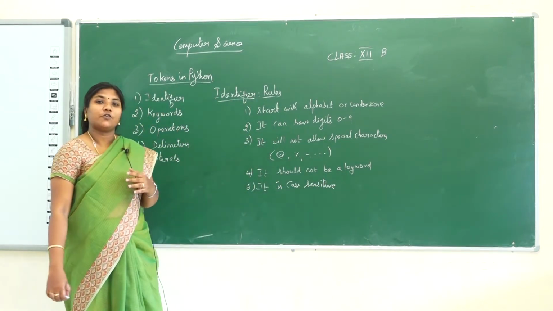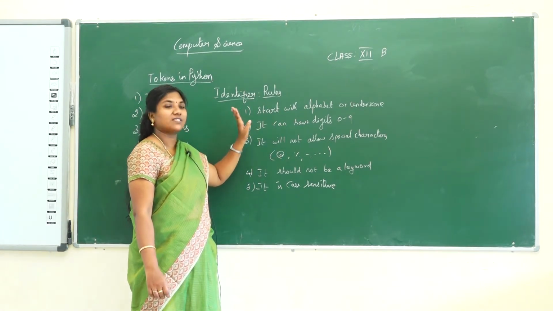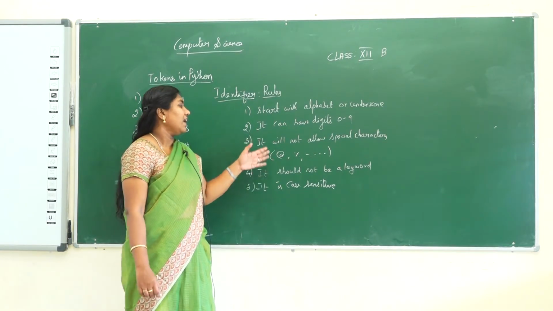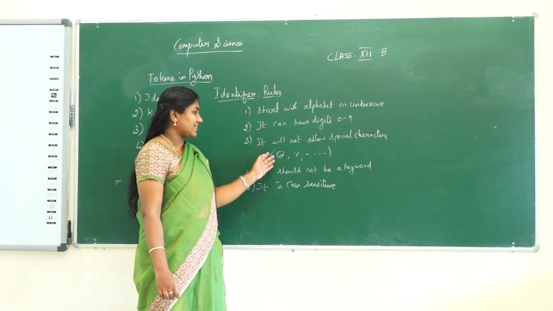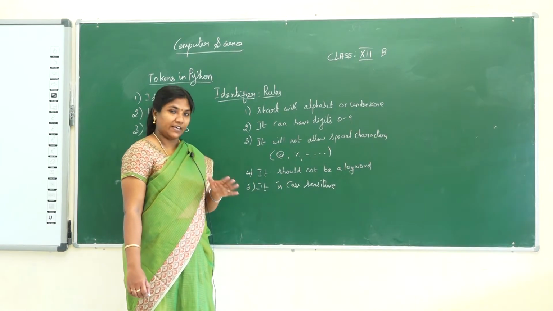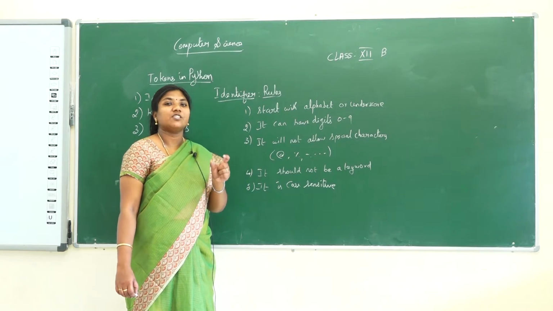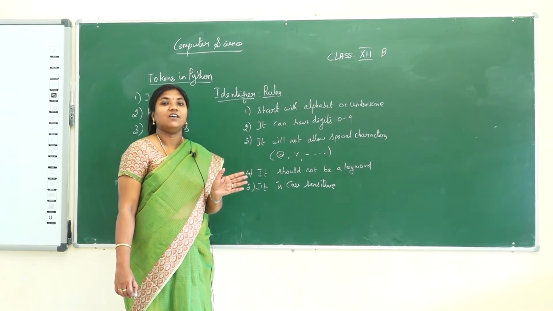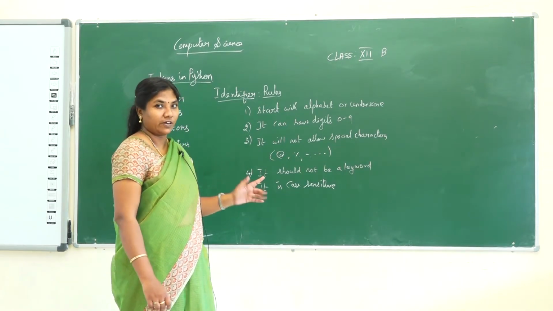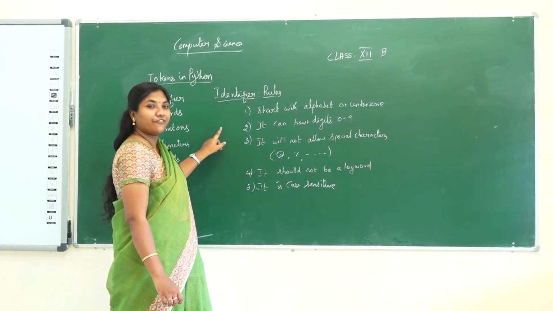So these are the rules. You must keep them in your mind while you are framing an identifier. First one, it should start with an alphabet or an underscore. Second one, it can have digits from 0 to 9, and it will not allow special characters like at symbol, percentage and hyphen, etc. The fourth one, it should not be a keyword. And the fifth one, it is case sensitive. What do you mean by case sensitive? If you give the name in small letters, it should be specified with small letters. If you give it in capital letters, it will allow only capital letters. You can understand in what case you gave it, right? So you have to be very thorough when you are framing an identifier.